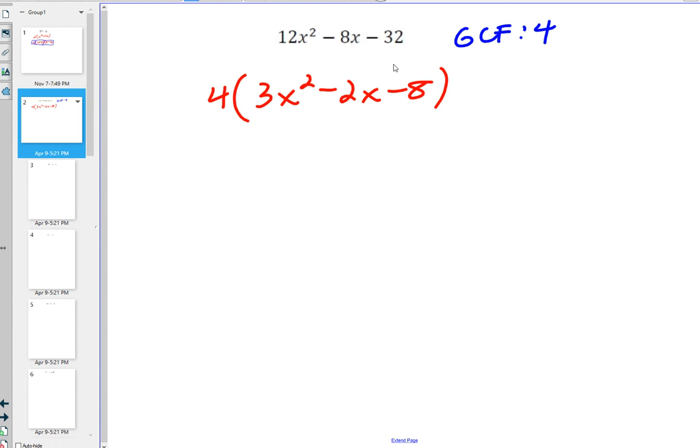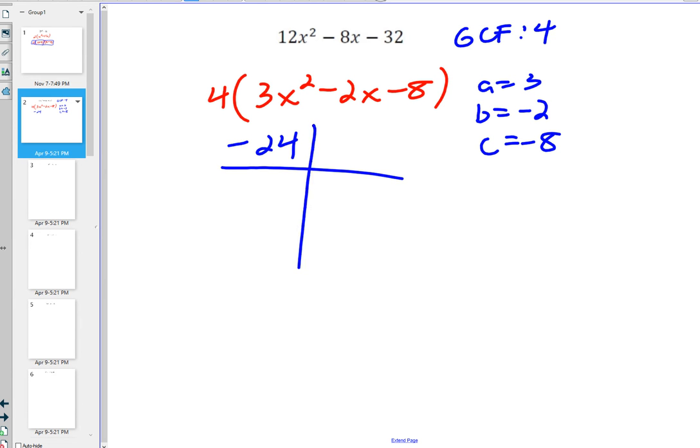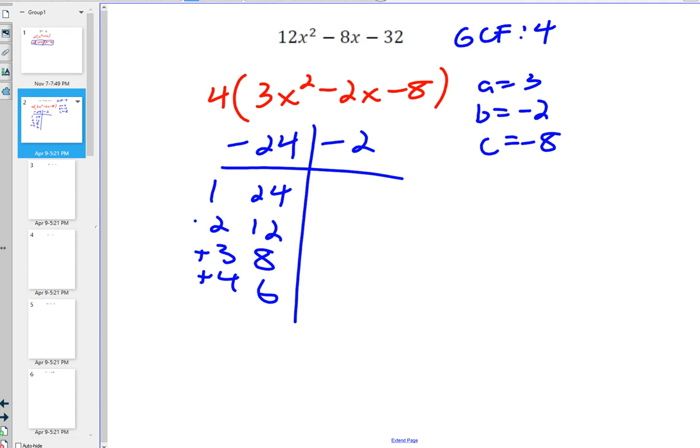And now, A is 3, B is negative 2, and C is negative 8. So we got negative 24. The factors of 24 are 1 and 24, 2 and 12, 3 and 8, 4 and 6. Under this scenario, the smaller one becomes positive, the bigger one becomes negative, so the 4 and 6 is that one. But A wasn't 1, A was 3, so I gotta stick that 3 in front.